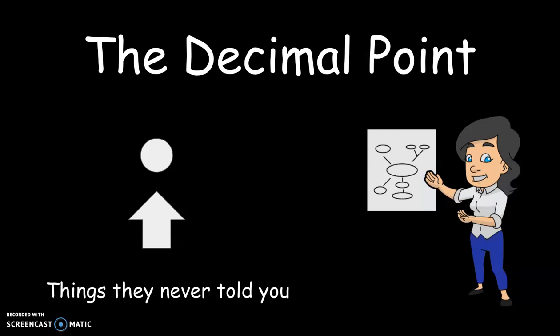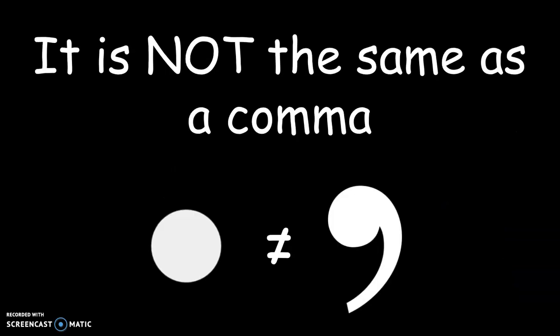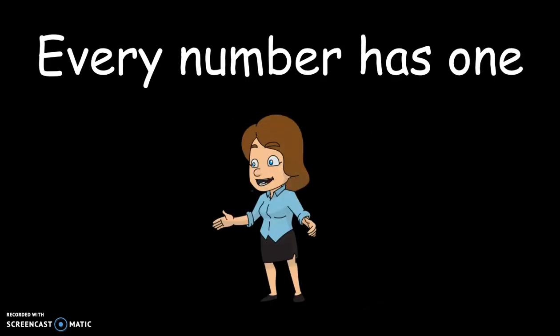Now, there are 4 things we're going to go over. The first one is quite straightforward. The decimal point is not the same as a comma in maths. Those two do 2 very, very different things. So you can't put a comma in where a decimal point should go. It just doesn't work like that. Remember that. We'll talk about that a bit more as we go through this tutorial.